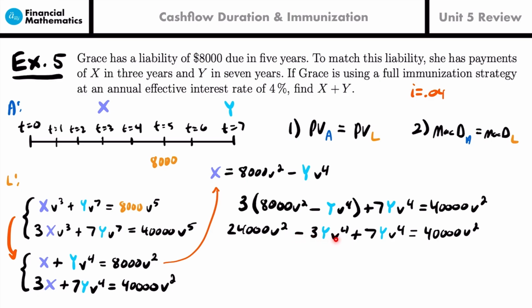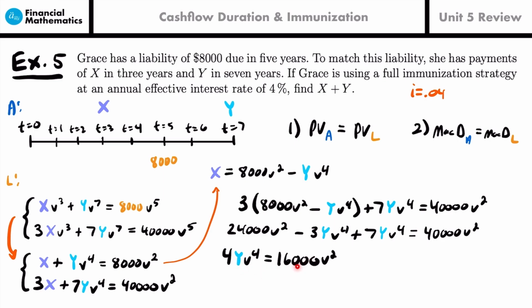Now, we have two like terms here that we can combine. We have negative 3y v to the power 4 plus 7y times v to the power 4. We can combine those to be 4 times y v to the fourth power because negative 3 plus 7 is 4. And then at the same time, I'm also going to subtract 24,000 v squared from both sides of the equation. That will nicely subtract from 40,000 v squared. It will leave us with 16,000 v squared. So here's what we're going to get. We'll have 4 times y times v to the power 4 is equal to 16,000 v squared. And now we're almost done. We have almost solved for y.